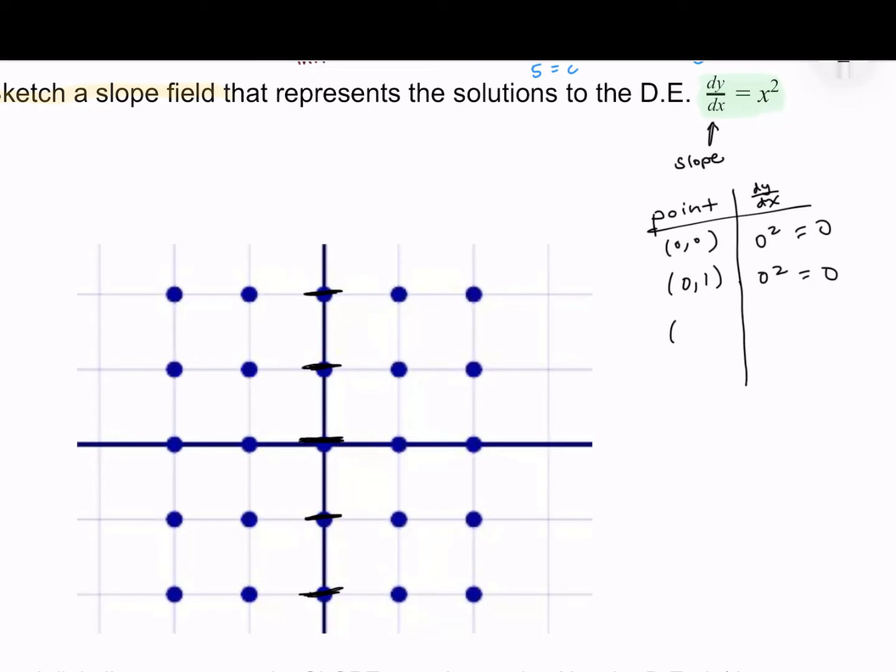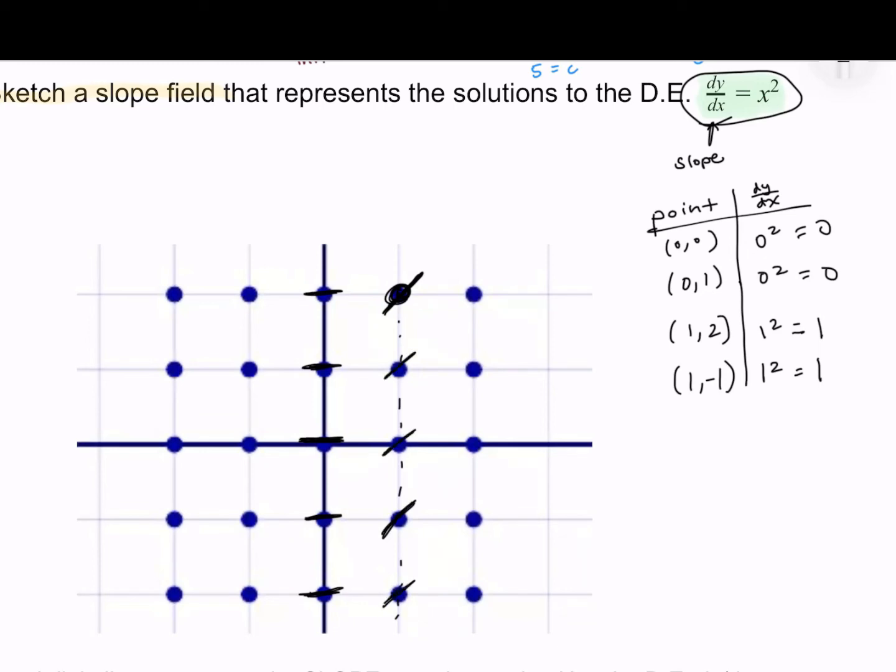And then let's move over. Let's do this point right here. So at (1, 2), I use my x value because that's my equation. So 1 squared just equals 1. So I would draw a tiny little line with a slope of 1. And so a slope of 1 looks like a 45-degree angle. And then all along this line right here, since this is where x equals 1, let's say like at (1, -1), it doesn't matter what my y value is, the x value is still 1, so I will draw a line like that.